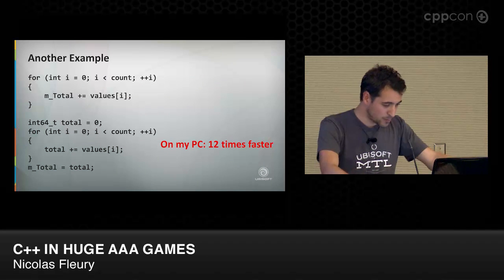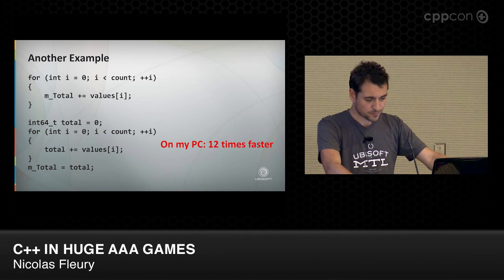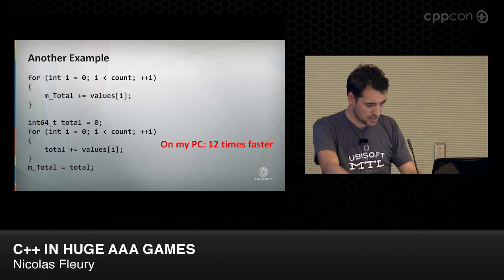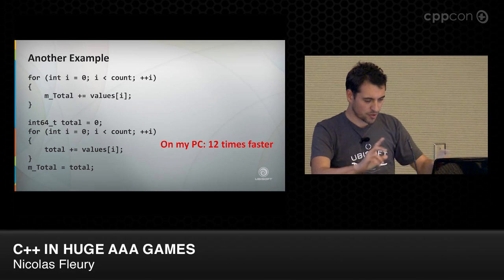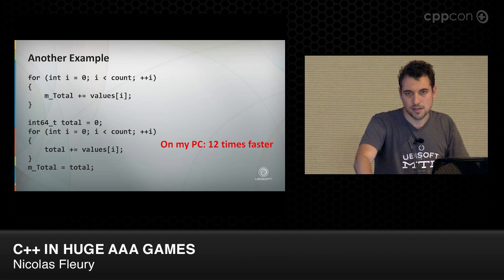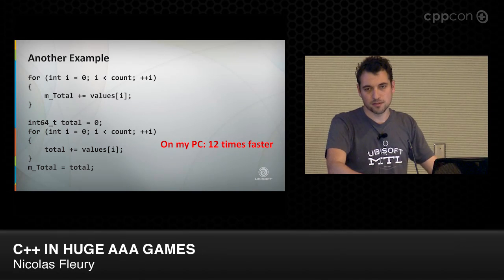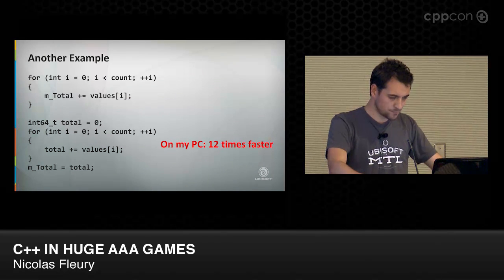You expect these 2 to run at the same speed. If I make the test on my PC with the Microsoft compiler and O2 optimizations, the second one is running 12 times faster. There are two things happening here. This is dependent on hardware, and this is dependent on the compiler itself as well.